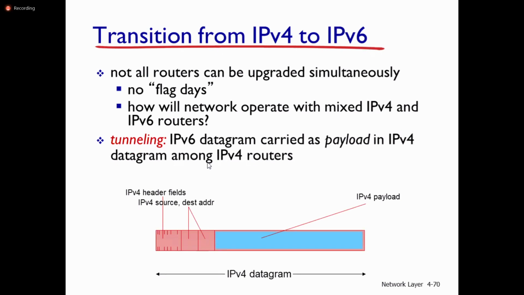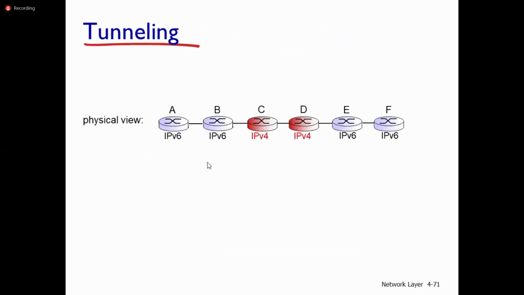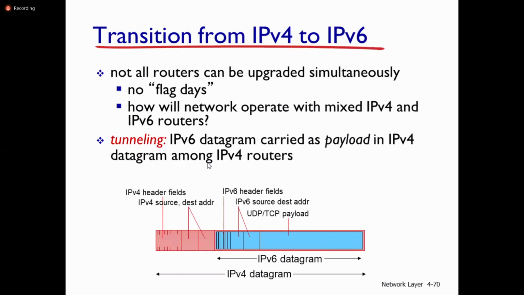If we look at the transition from IPv4 to IPv6, not all routers can be upgraded simultaneously to process this IPv6 information. No flag days in this. So how will the network operate with mixed IPv4 and IPv6 routers? Here we are going to use the concept of tunneling. The IPv6 datagrams are carried as payload in IPv4 datagrams among IPv4 routers.